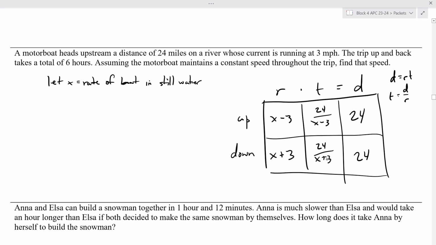But what's nice about this is that it brings it into this chapter. What would I do next from this information? Do you see what I would do from here? I have to make an equation. The only thing we haven't used is that whole 6. It went a total of 6 hours. Okay, well, upstream took this much time, downstream took this much time. You see the equation? We add them together to equal 6.